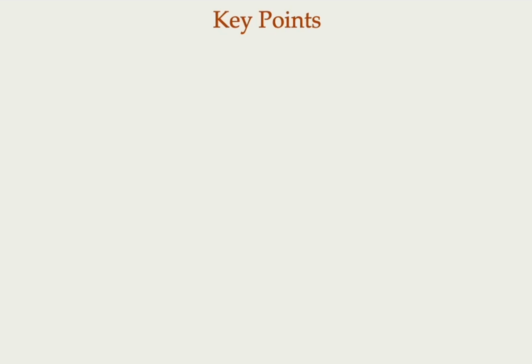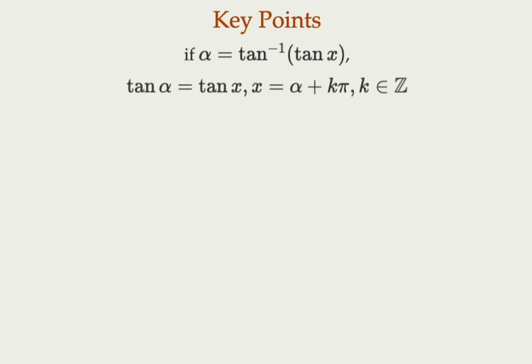Let's review some of the key points in solving this problem. First of all, we need to understand the definition of arctangent. The value is going to be limited to the primary range of negative pi over 2 to positive pi over 2. So if alpha equals this, then tangent alpha equals tangent x, which means x is going to be alpha plus a multiple of pi, where k is an integer.